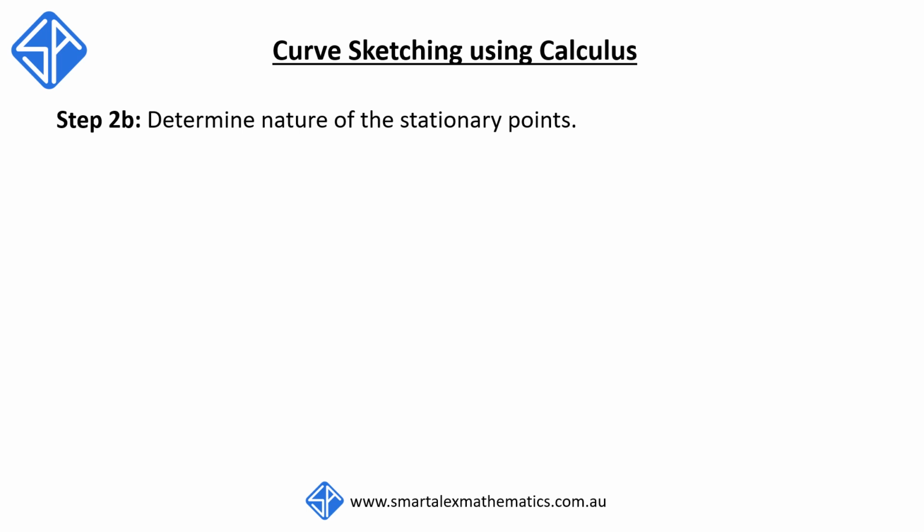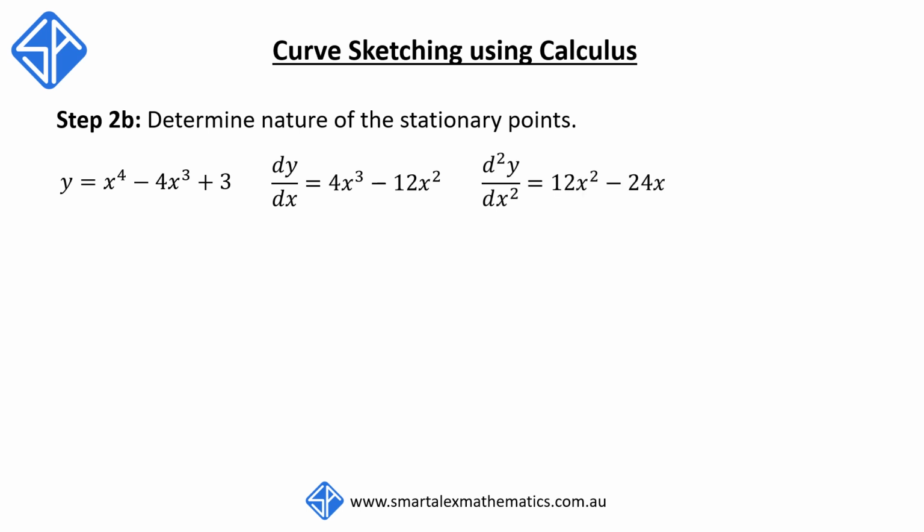We can do this using the first or the second derivative method. Because our function y is equal to x to the 4 minus 4x cubed plus 3 is a polynomial function that's easy to differentiate, I'm going to choose to use the second derivative method. So from our function y, we found the first derivative. We differentiate again to get the second derivative. d squared y on dx squared is equal to 12x squared minus 24x.